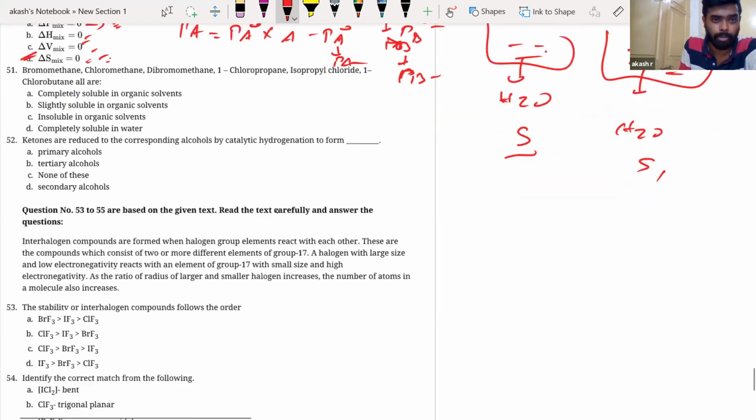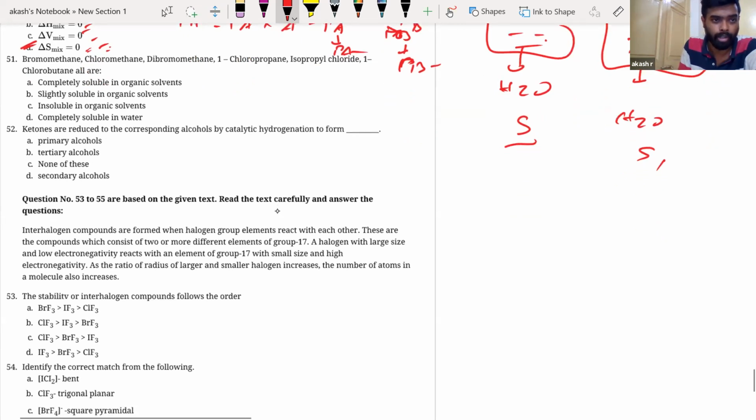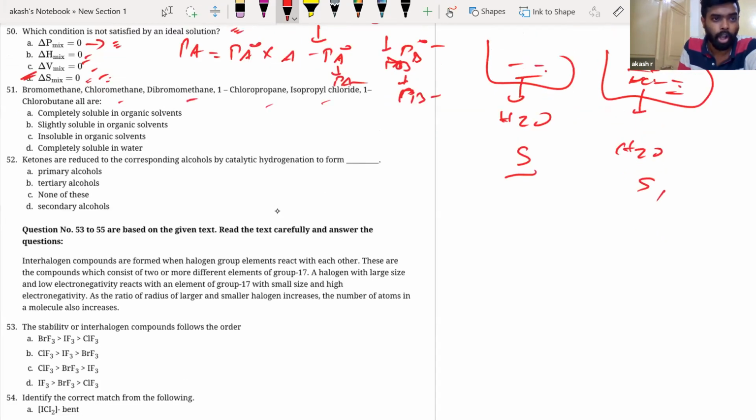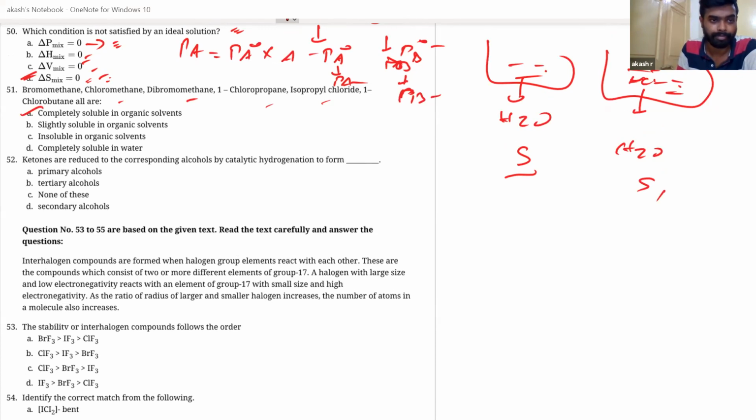Bromoethane, chloroethane, dibromoethane, 1-chloropropane, isopropyl chloride, chlorobutane are all soluble in organic solvents. Are they completely soluble or slightly soluble? Completely, sir, because they are polar. Okay, so they are completely soluble in organic solvents. And obviously they are completely soluble in water.